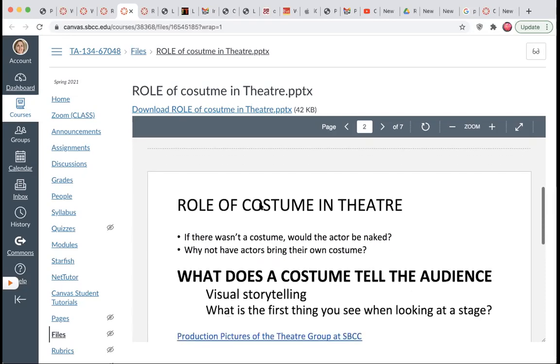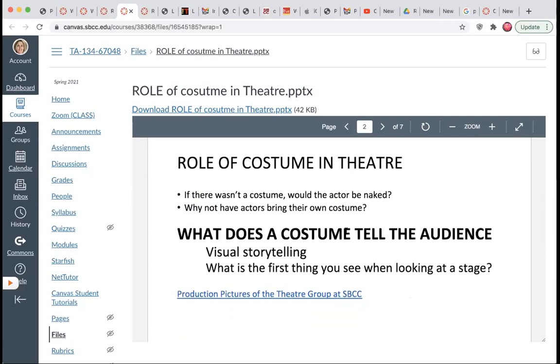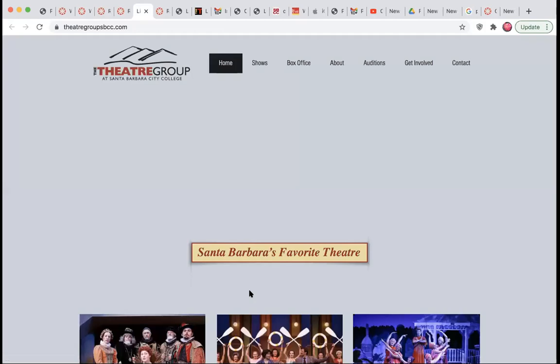So what does the costume tell the audience? And this is the beginning of visual storytelling for us. What is the first thing you see when looking at a stage? So I want you to think about that when we look at these production pictures of the theater group. They're going to go by fairly quickly, but if you have a pencil, just try and jot down a couple of things that you see. So here come the pictures.